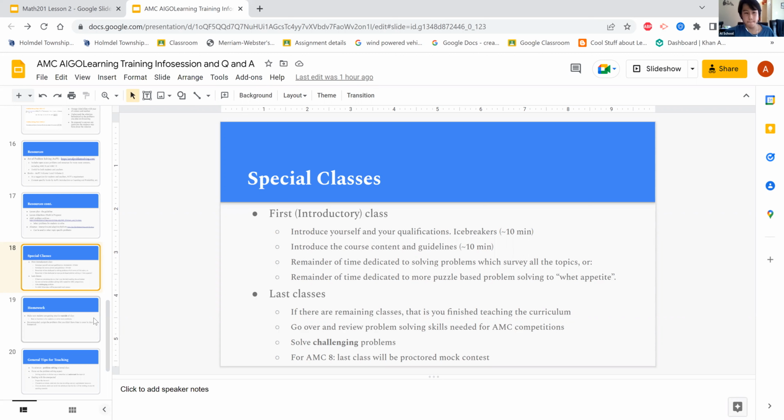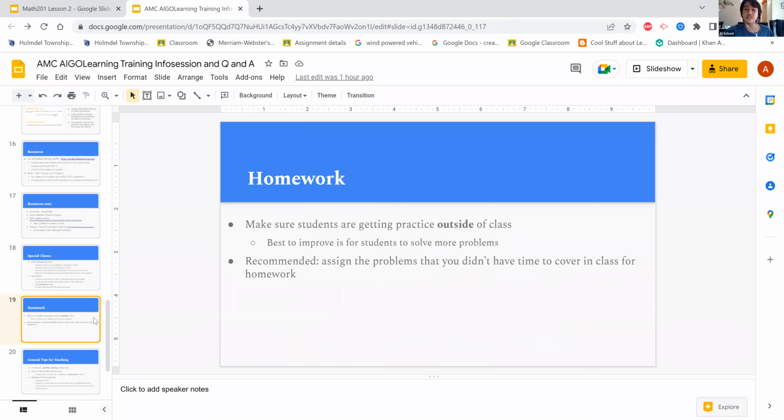Okay. On to homework. Make sure that students are getting practice outside of class, because it is a problem solving focused course. The best way to improve is for students to solve more problems. Very, very important that they solve problems. If they're not solving problems, then it's really hard for them to improve. It's not like school mathematics where if you just know the theory and the concepts, then that's basically enough. In this case, it's far from enough. You have to do problems, and specifically difficult problems.